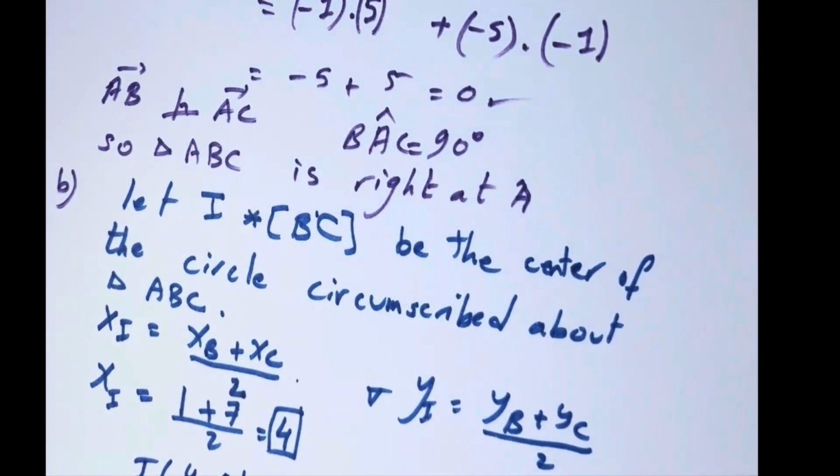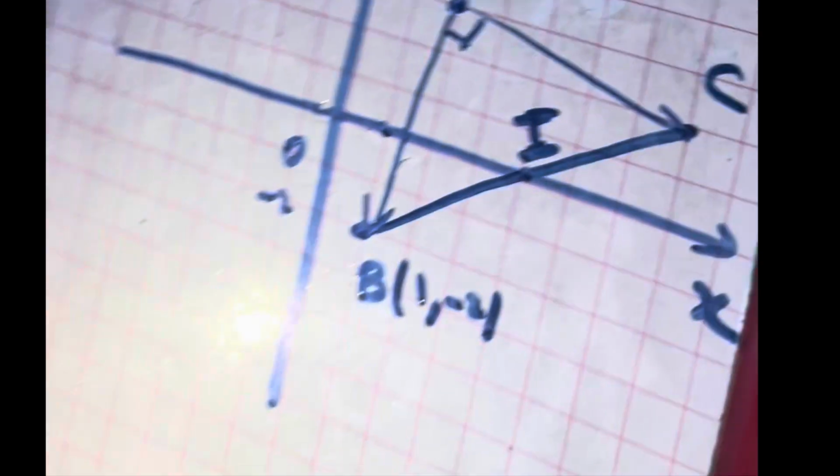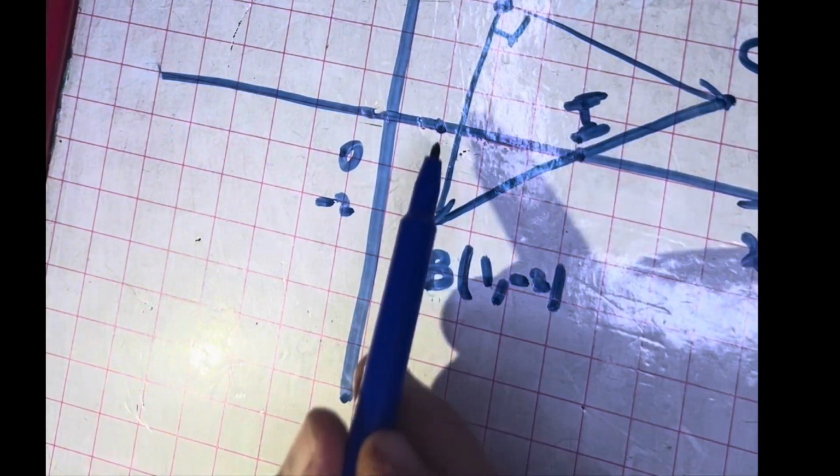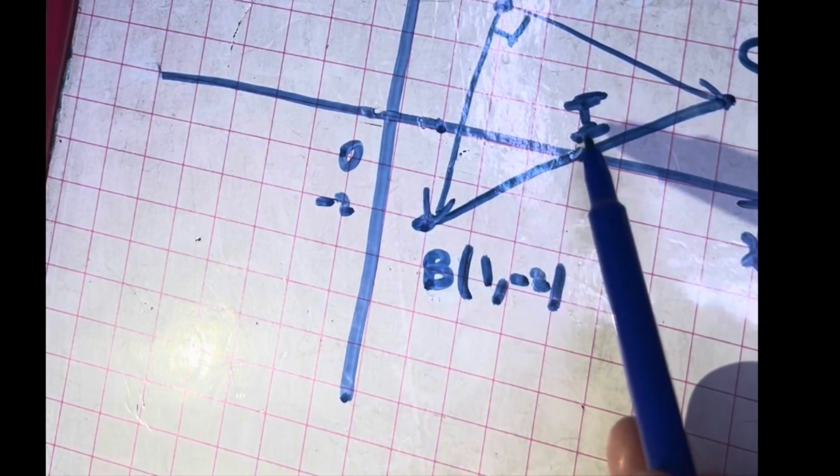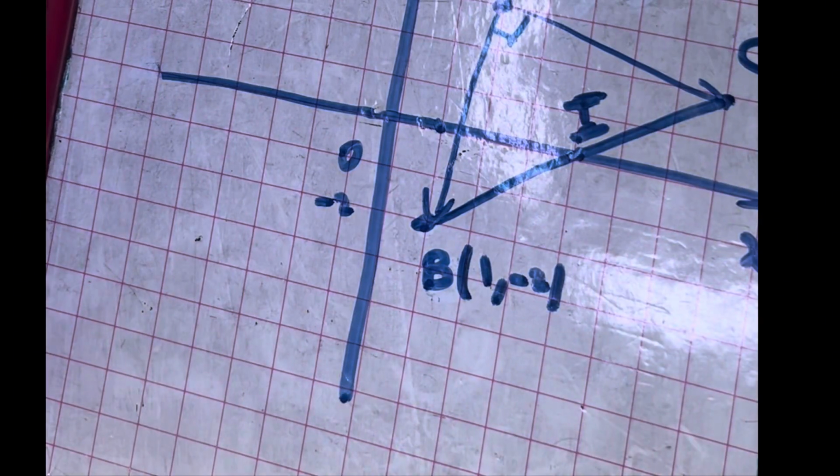Let us make sure of it in the figure here. As you can see, 1, 2, 3, 4. It's okay, right, that I is (4, 0). Okay, and this is exercise 7.